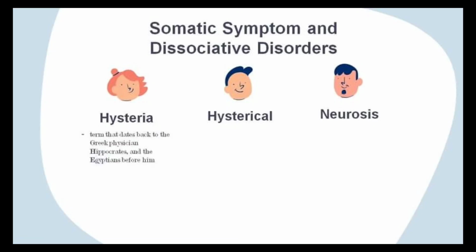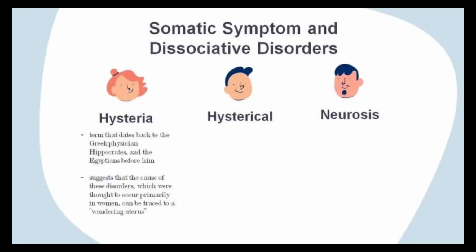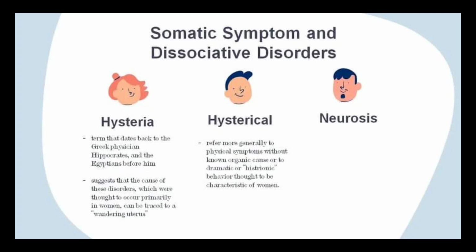Hysteria is the term that dates back to the Greek physician Hippocrates and the Egyptians before him. Hysteria suggests that the cause of these disorders, which were thought to occur primarily in women, can be traced to a wandering uterus. In other words, hysteria, from the Greek hystera or womb, is the term used to describe emotional excess.